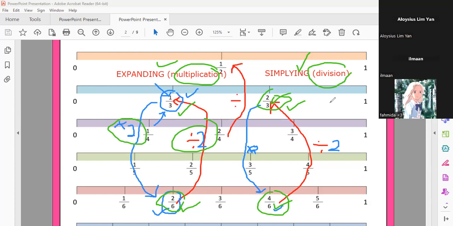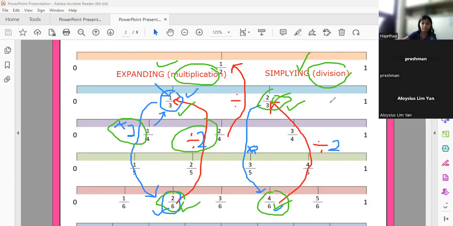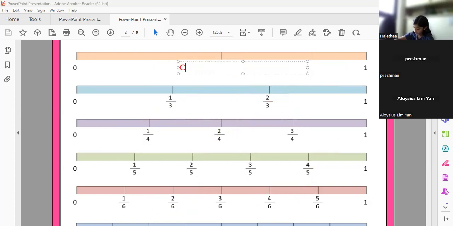Can I have a thumbs up, guys, if you understood this? Okay? This part, expanding and simplifying fractions. Good job. Now, the second part, comparing the fractions.